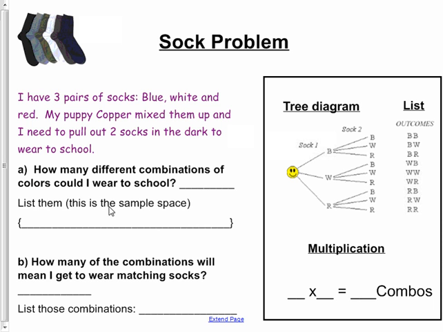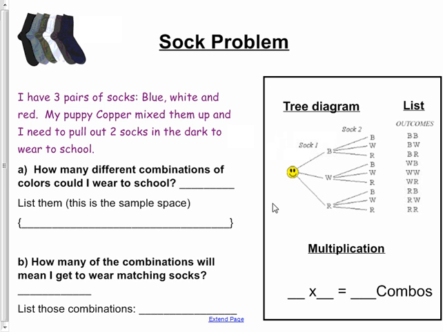So here's the first question. How many combinations of colors could I wear to school? So I'm picking one for my right foot, one for my left. What are the different possible combinations of socks I could be wearing? List them and remember that this is called the sample space. So let's try our 3 strategies over here.